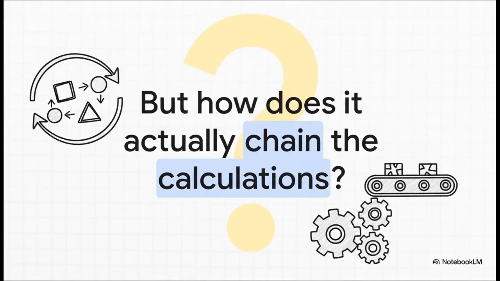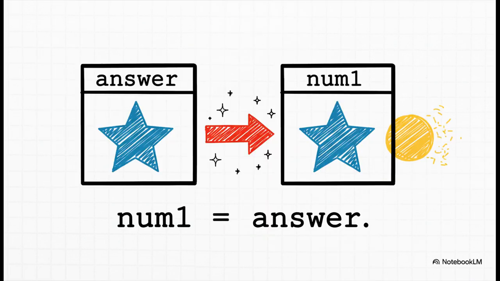Okay, I know what you're thinking. That all makes sense. But this brings us right back to our original question. We're in a loop, sure, but how do we actually pass the result of one calculation into the next one? What's the specific piece of code that does that? Believe it or not, the solution is almost ridiculously simple. The entire magic trick of chaining these calculations together comes down to this one single line of code inside our loop. num1 = answer. That's it.